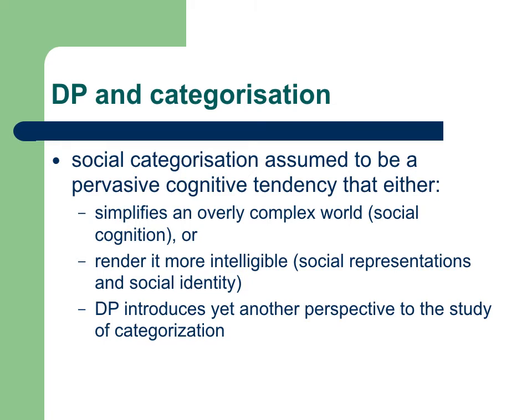This is the social cognition approach, that by categorising, we're simplifying the amount of sensory input that we are processing at any particular point in time. Other, more social approaches argue that what social categorisation does is it renders the world more intelligible. It renders the social world more understandable by being able to attach and associate group identities with particular individuals.